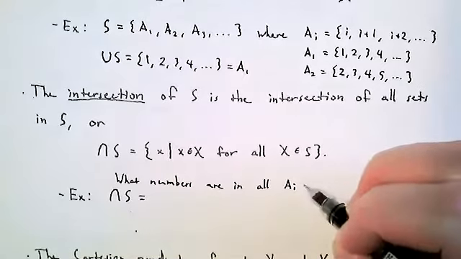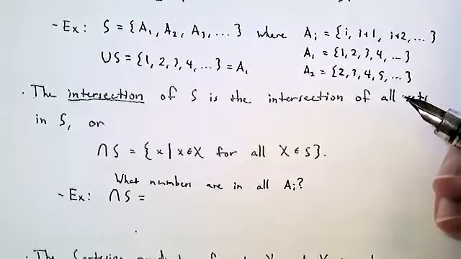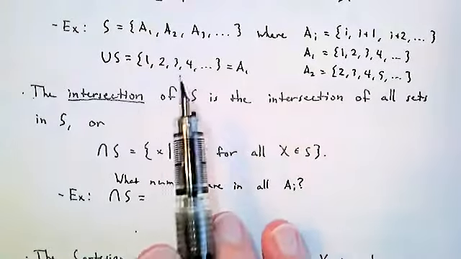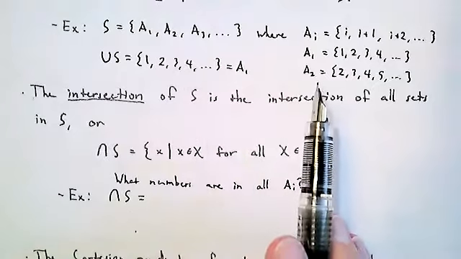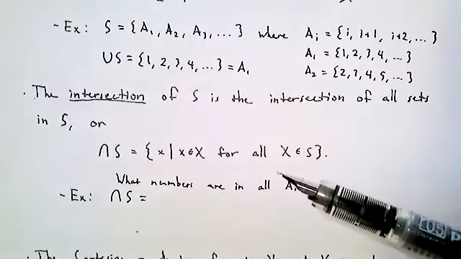Okay, all integers. So let's just pick a number. 42 is a good number. So 42 is in my first set. It's going to be in my second set, my third set. Is the number 42 going to be in A50?